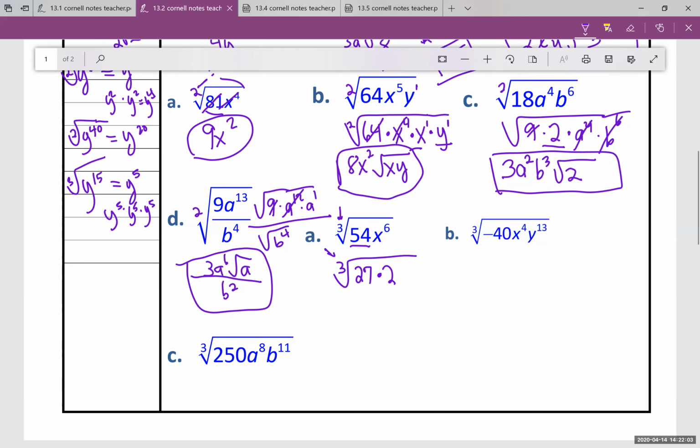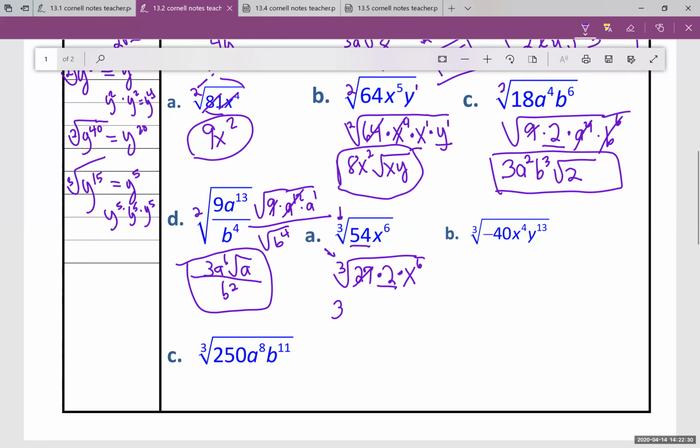27 is a perfect cube. 3 times 3 times 3. And I'm going to leave x to the 6th as it is because 6 is divisible by 3. So now let's take the cube root of what's underneath this radical sign. The cube root of 27 is 3. Cannot do the cube root of 2, so that's going to stay underneath the radical.